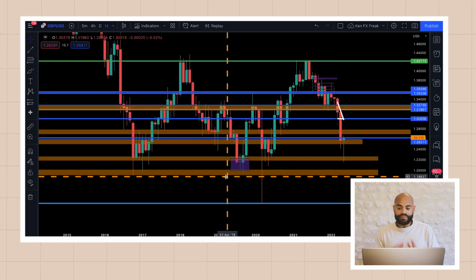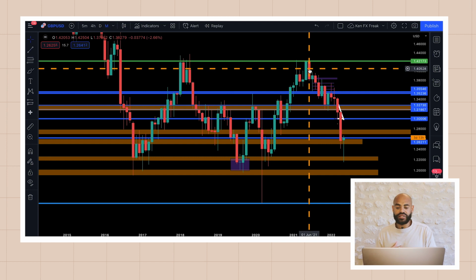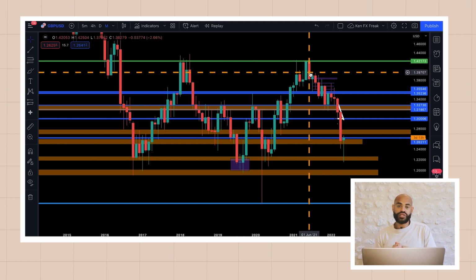First things first, as you can see here with GBP USD on my chart, we've been heavily trending to the downside for months, since June 2021.